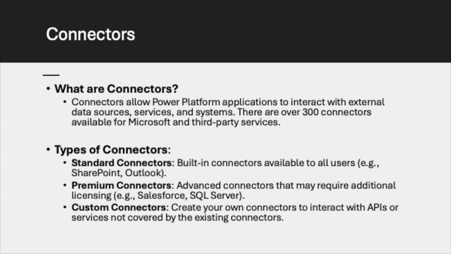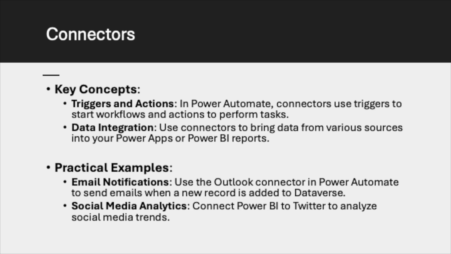Custom connectors: create your own connectors to interact with APIs or services not covered by the existing connectors. Some of the key concepts include triggers and actions. In Power Automate, connectors use triggers to start workflows and actions to perform tasks. For data integration, use connectors to bring data from various sources into your Power Apps or Power BI reports.